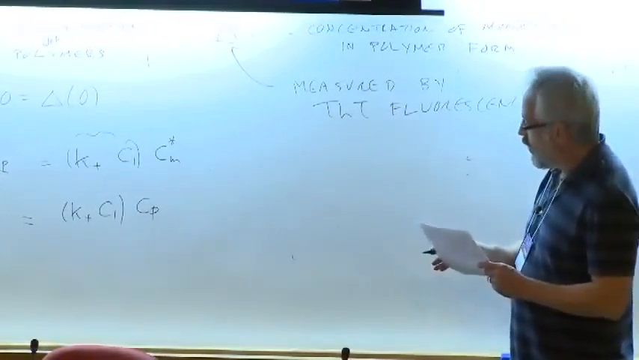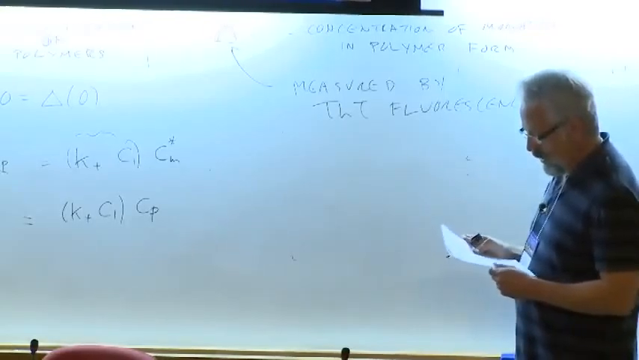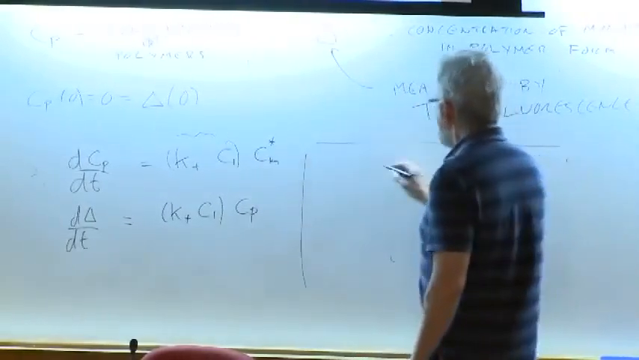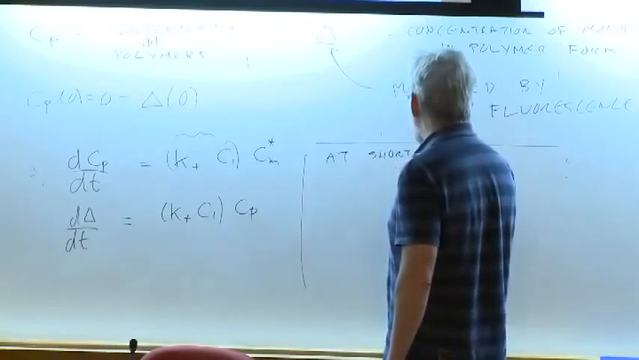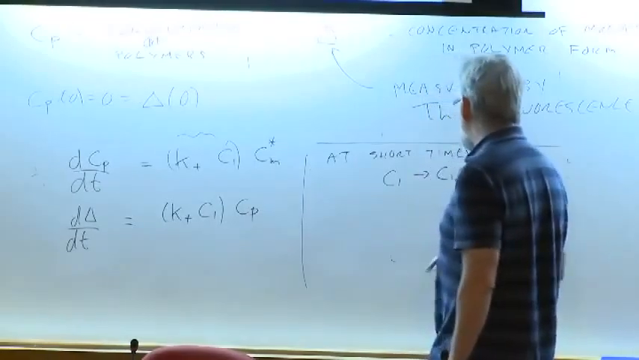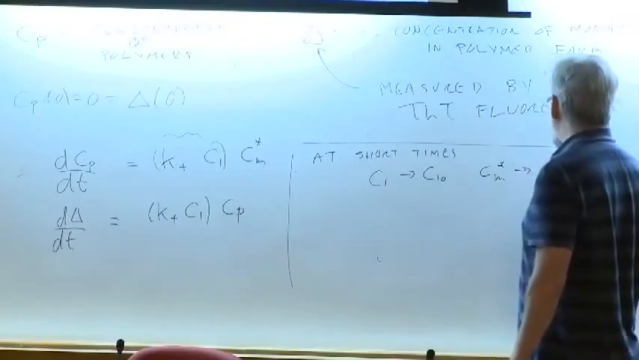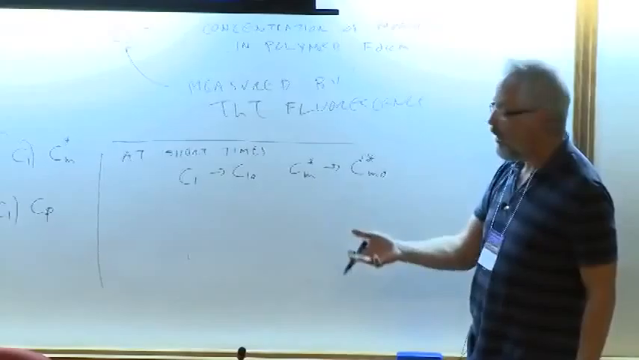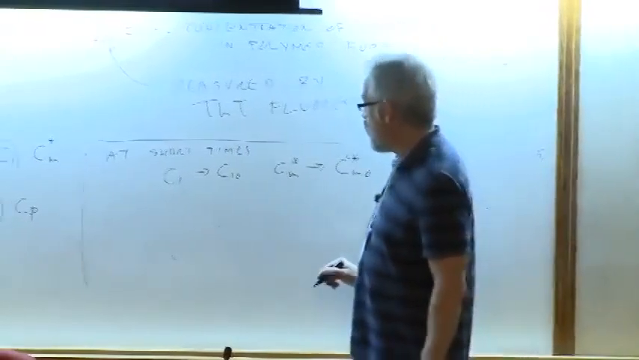Okay, so right away you can see something interesting here. At short times from the start of the experiment, we can replace C1 by the initial concentration of monomers and Cm star by the initial concentration of nuclei. However, we put those nuclei in there, whether they come from a weak equilibration or from seeding of the solution.